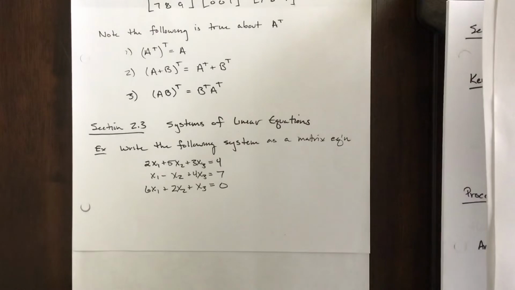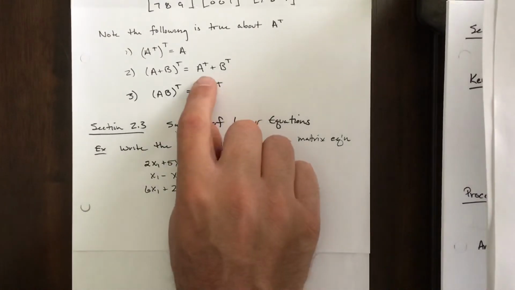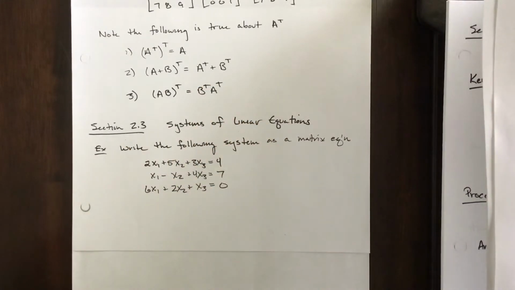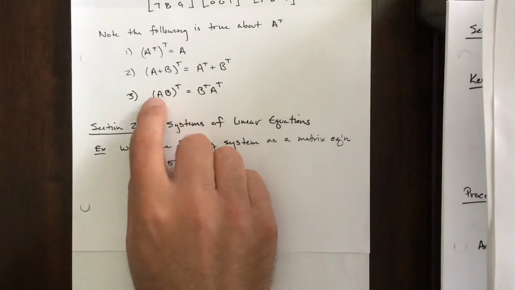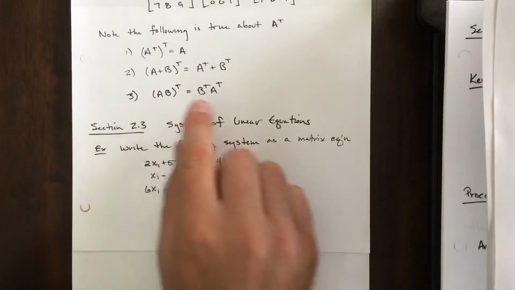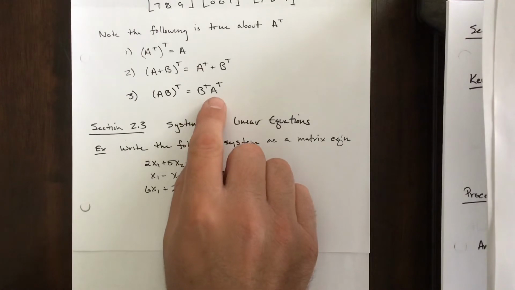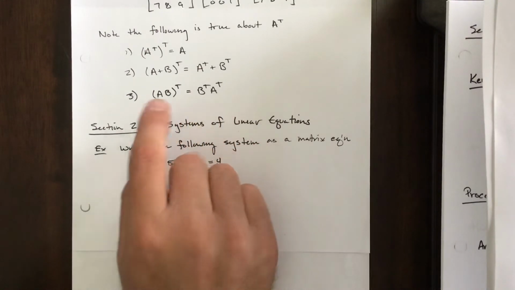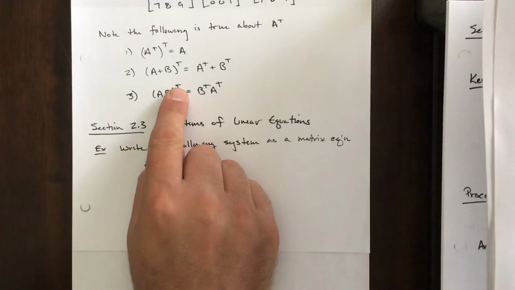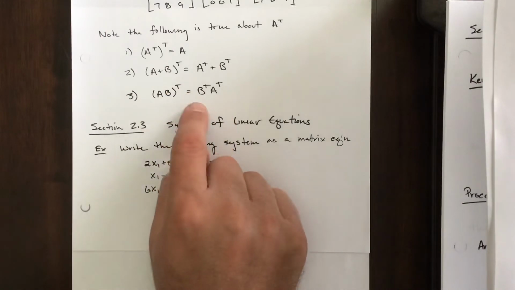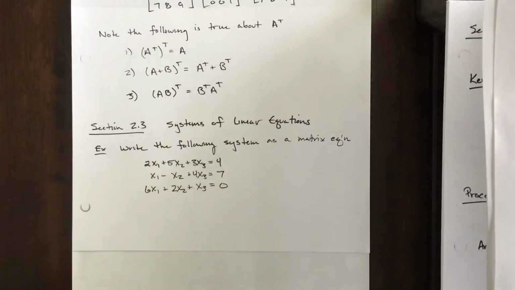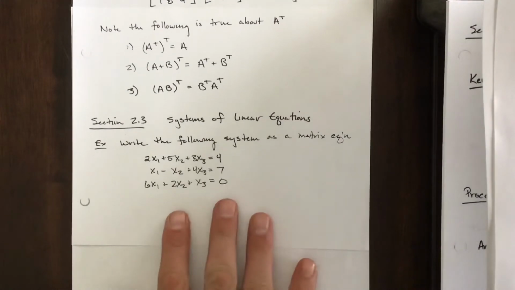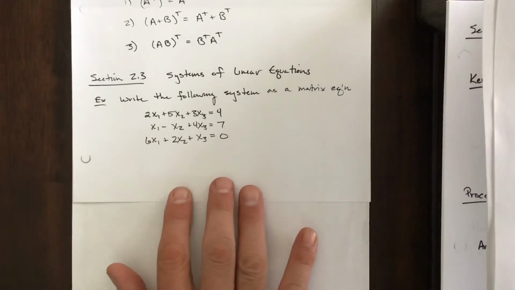If you look at taking the transpose of a sum, that's the same as transposing both A and B and then adding them together. And if you look at taking A times B and taking the transpose of the resultant matrix, that's the same as B transpose A transpose. So, in other words, multiply A and B together and take its transpose. That's the same as taking the transpose of B and the transpose of A and multiplying those together. So those are the highlights from section 2.2.